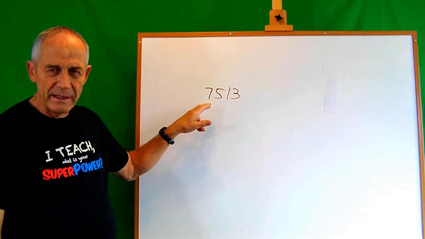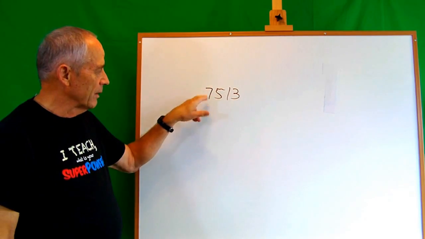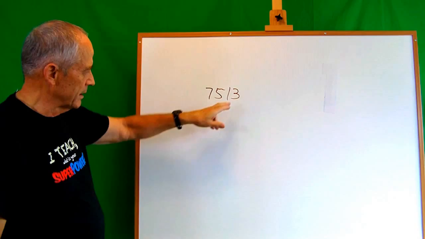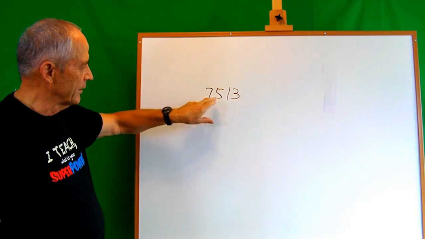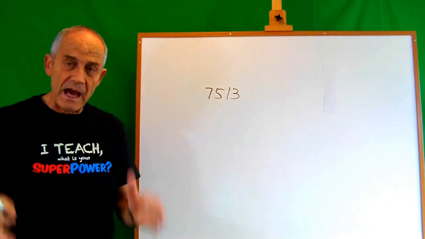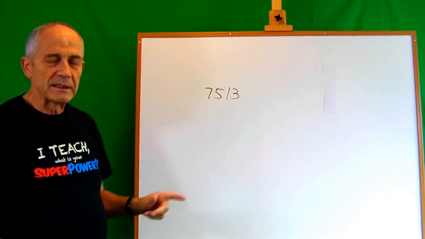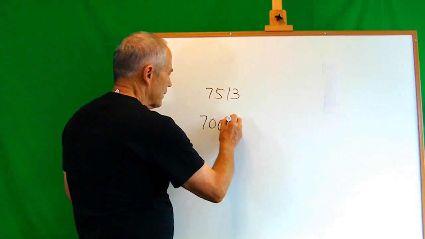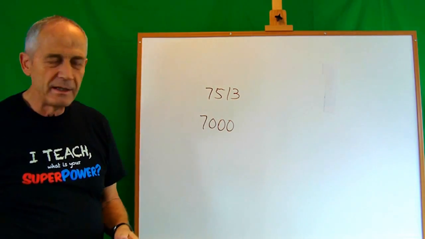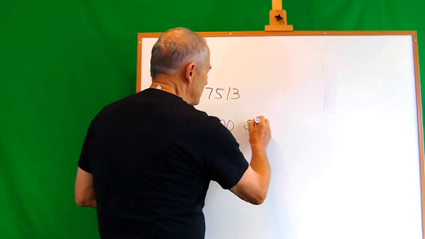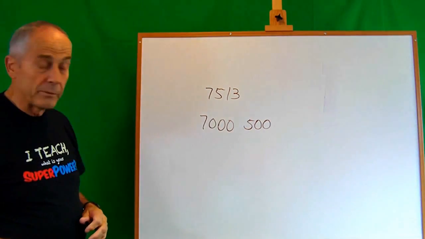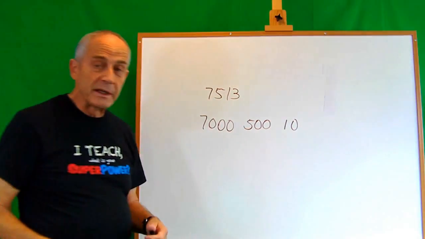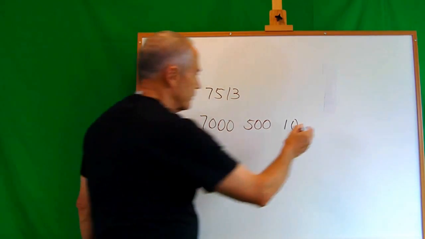So let's start here. What would this digit then stand for? Well, ones, tens, hundreds, thousands. It's the thousands place, but because of the 7, what do we have? 7,000. And the 5 would represent 500. The 1 would represent 1 ten, or 10. And the 3 would represent 3 ones.